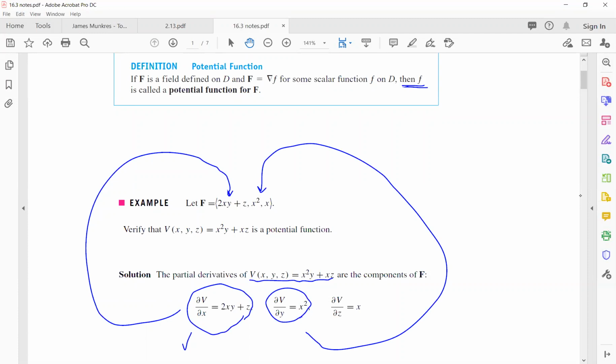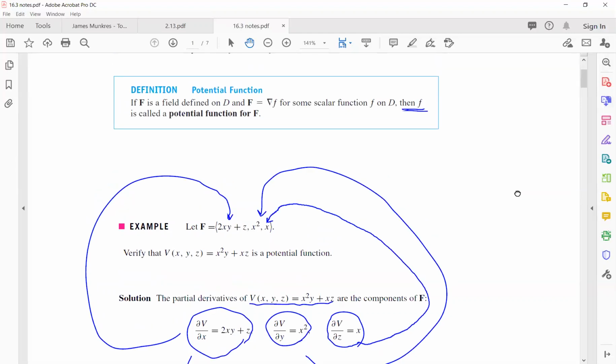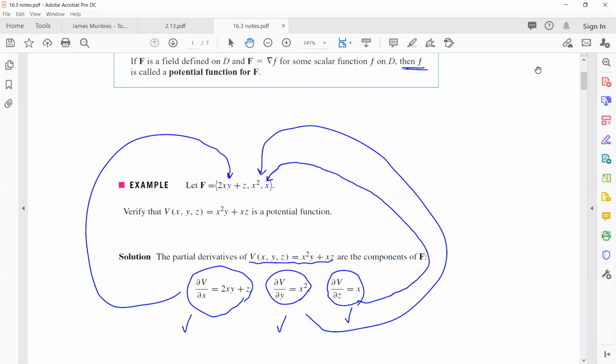Lastly, since we have 3 variables, let us take the partial derivative of v with respect to z. As you can see, the only expression with z in it is xz. When you take the partial derivative with respect to z, you're left with x. Okay, take a look at the last component of your vector function, which is equal to x. So based on the definition, we have a potential function for this vector valued function. Very well.